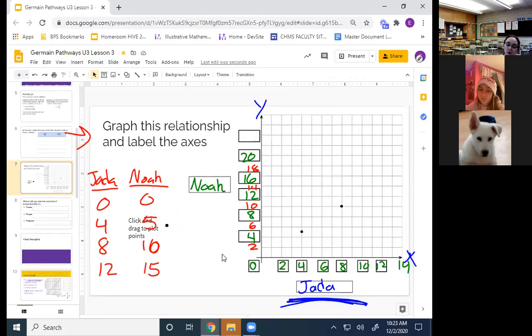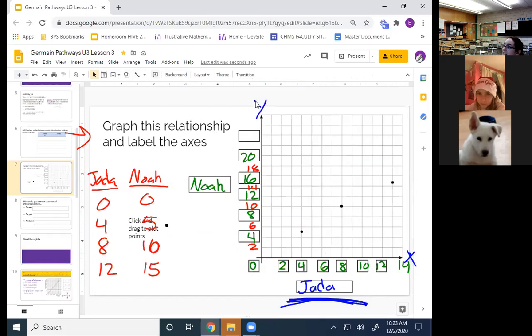12 and 15. Very good. So I'm going to grab this. I'm going to go over to 12, up to 15. 15 is going to sort of fall in between a box. So now I have some points that are labeled here.